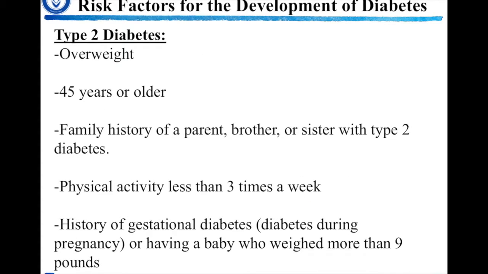For diabetes type 2, it can be being overweight, being 45 years old or older, family history of a parent, brother, or sister with type 2 diabetes, physical activity less than 3 times a week, and history of gestational diabetes or having a baby who weighed more than 9 pounds.